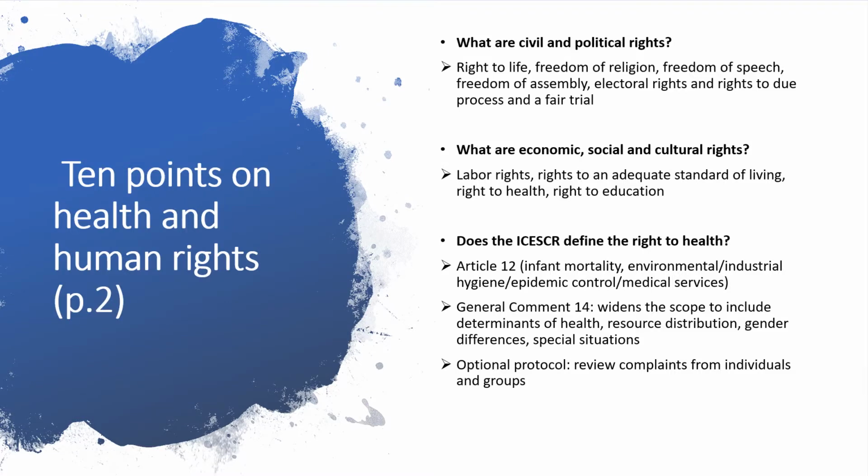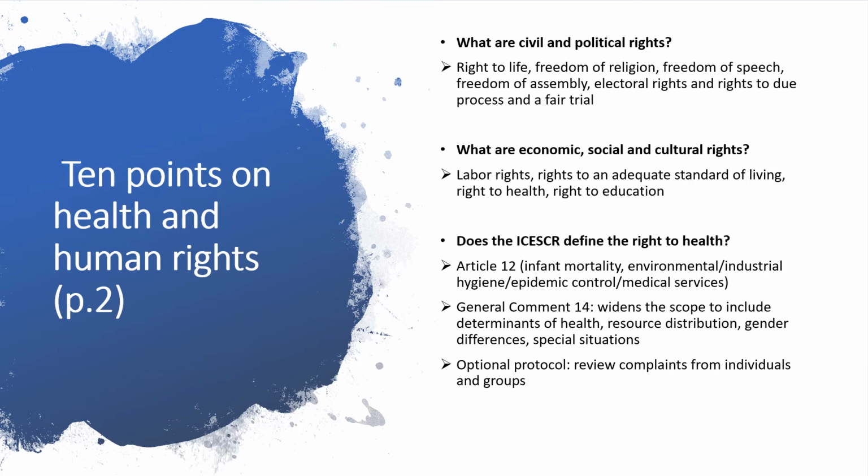So what are civil and political rights? Civil and political rights include the right to life, freedom of religion, freedom of speech, freedom of assembly, electoral rights, rights to due process, and a fair trial. Those are the key ones. Economic and social and cultural rights, on the other hand, are labor rights, the rights to an adequate standard of living, the right to health, and the right to education. So they're considered two different groups of rights. They all are human rights, but they're two different groups.